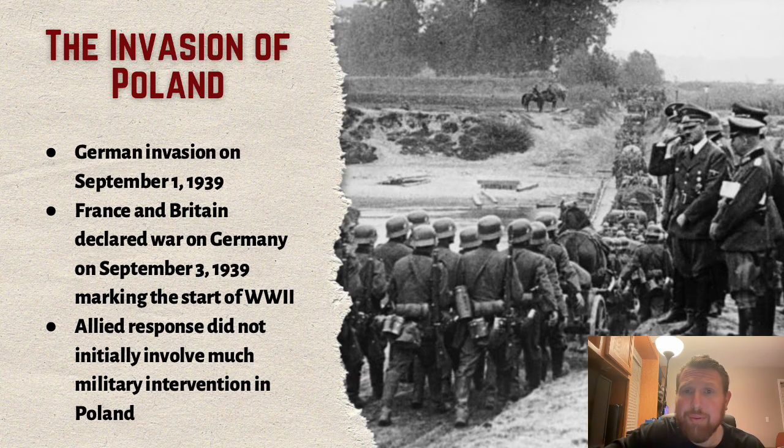However, the Allied response was initially limited to declarations of war and some economic actions, without any kind of immediate significant military intervention in Poland. The lack of direct support was partly due to how fast Poland collapsed, as well as the logistical challenges of providing assistance. This picture here is Hitler watching German soldiers march into Poland in September of 1939.